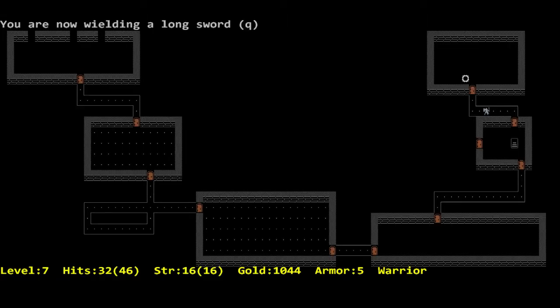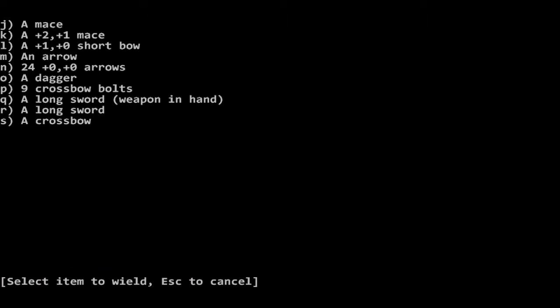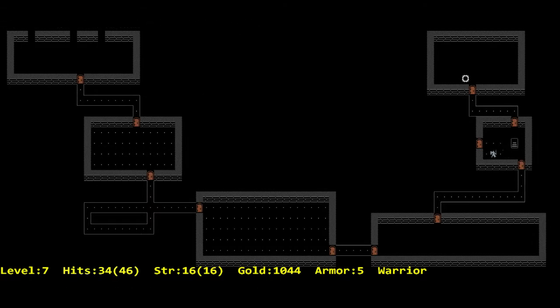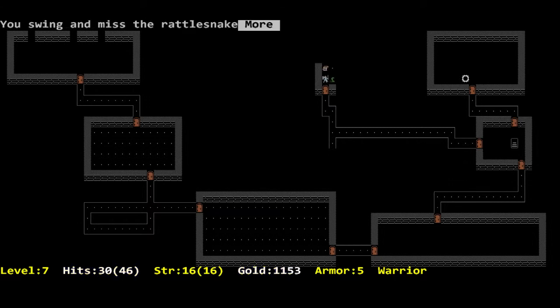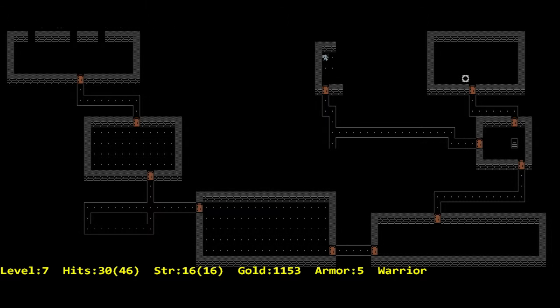Let's wield the longsword now. Can we get rid of that again? Yes, we can. I'm just going to wield that longsword for now. I'm not going to enchant it, because who knows what will happen. The longsword is, I think, better than the mace, so... jeez, fucking snake. Yes. Okay, we did that. Scroll of Identify. Okay.